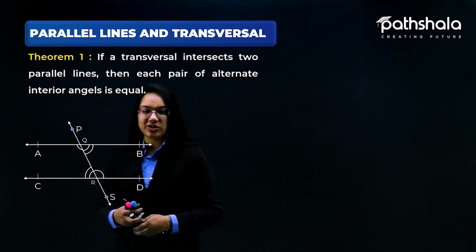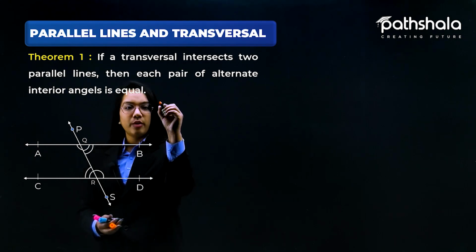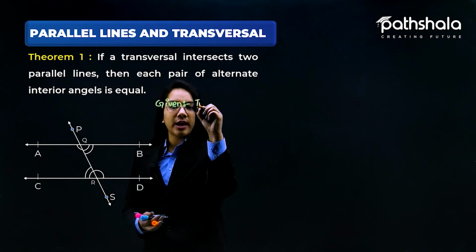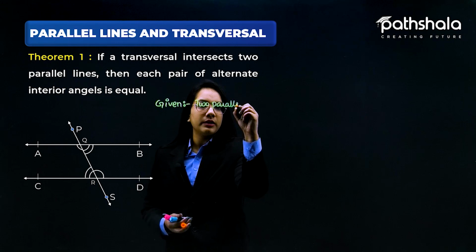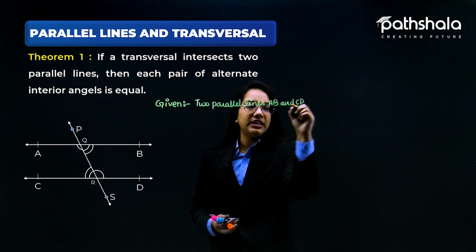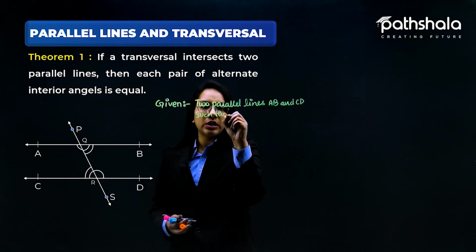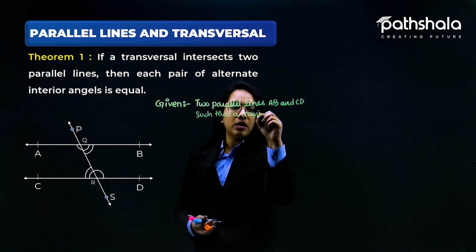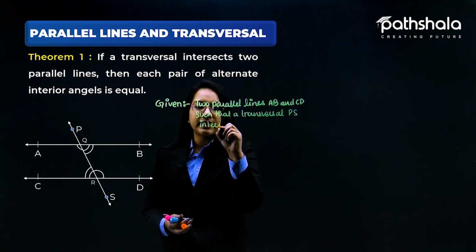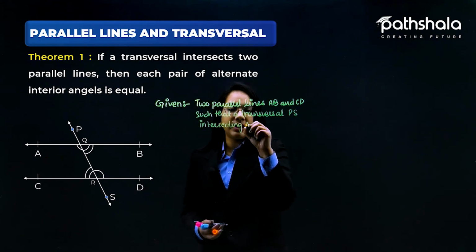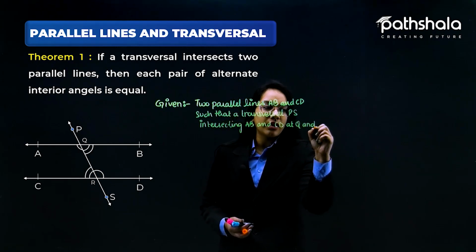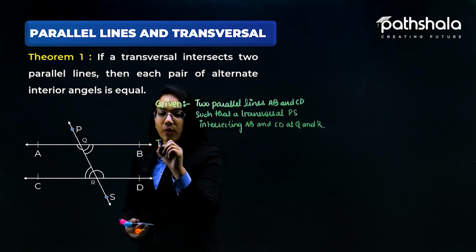Let us start the proof of this theorem by writing the given condition. We are given two parallel lines AB and CD, such that a transversal PS intersects AB and CD at Q and R. So this is the given condition. Now what do we have to prove?